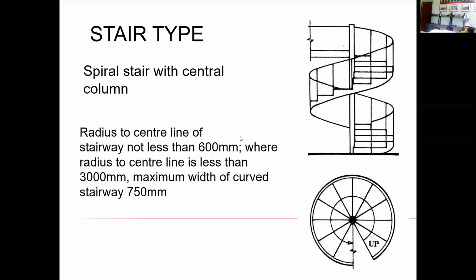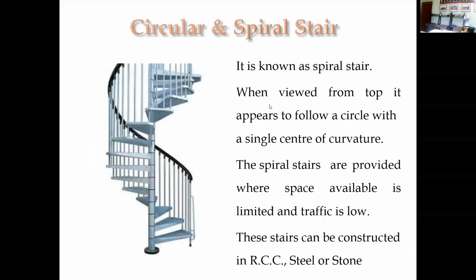Another one is the spiral stair with central column. So this is another type of spiral stair. It is with a central column. So the radius to the center line of the stairway is not less than 600 millimeter, where the radius to the center line is less than 3 meters. The maximum width of the curved stairway is about 750 millimeter. So this is the standard dimension that you must use in creating a spiral stairway. Okay, so spiral with the central column.